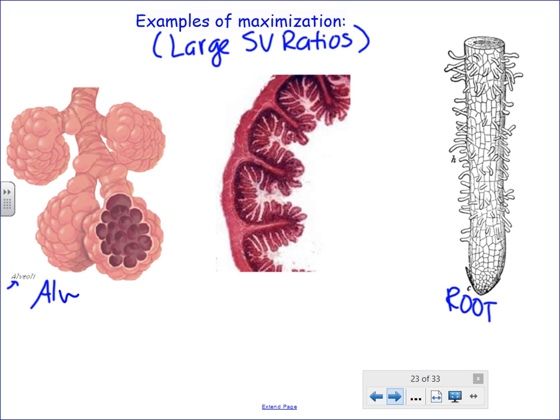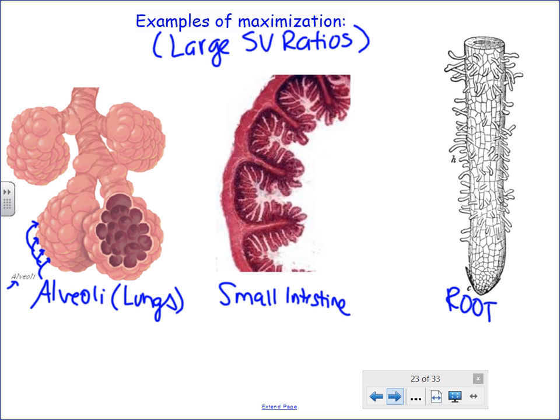So this is a picture of alveoli, which are in your lungs. Anybody know what that middle one is? Yeah? That is your intestines. So this is a picture of the inside of your small intestine. Now, I would ask you on a quiz, what's an example of something that has a maximized surface to volume ratio? And these would all make excellent examples. So that you know, alveoli are the individual little sacs. They look like little bubbles that are at the end of the tubes through which air enters your lungs.